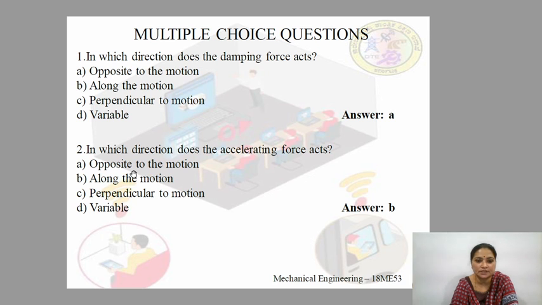The second question is, in which direction does the accelerating force act? As we all know, in case of a spring mass system, the accelerating force will always be acting in the direction of motion, and the inertia force will always be acting in the opposite direction, so that it will be brought into static equilibrium. The options given for this question are opposite to the motion, along the motion, perpendicular to motion, and variable. So therefore the accelerating force acts along the motion.